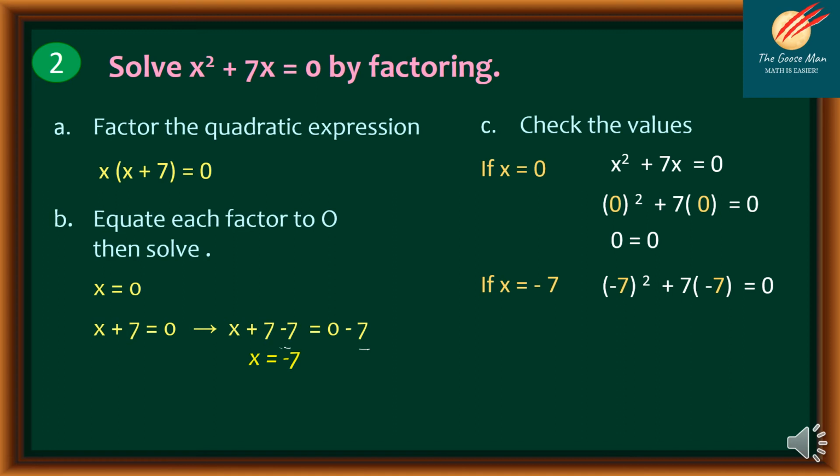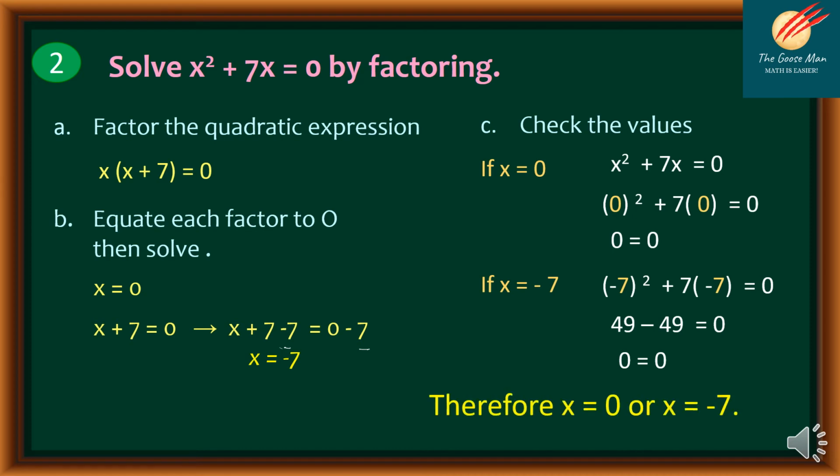So we have negative 7 squared plus 7 times negative 7. Take note that negative 7 squared is 49. Positive 7 times negative 7 is equal to negative 49. Therefore, this will become 0 equals 0. So we can say that x is equal to 0 or x is equal to negative 7 satisfy the given equation.